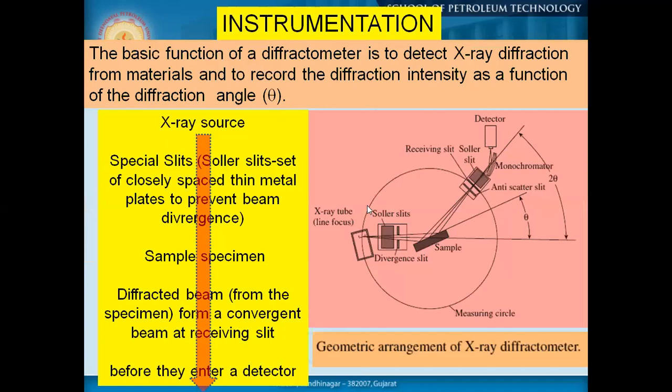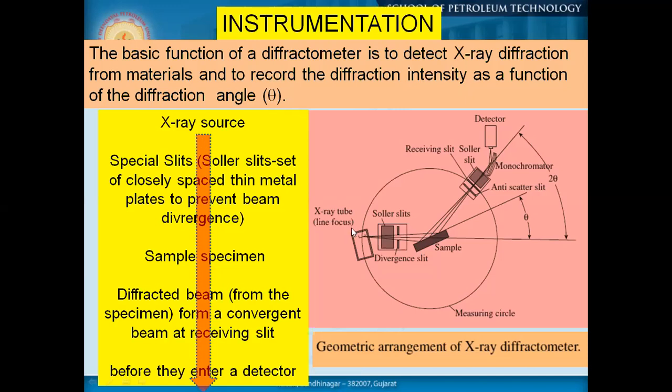You have a source here, an X-ray tube, then some slits, then a sample holder, then again a slit, and it goes to a detector. The basic function of a diffractometer is to detect X-ray diffraction from minerals and to record the diffraction intensity as a function of diffraction angle. Here the light enters the sample and falls on the crystal plane, and that angle between the incident beam and the specific crystal plane is what we are looking at.